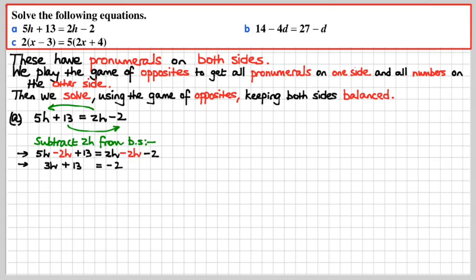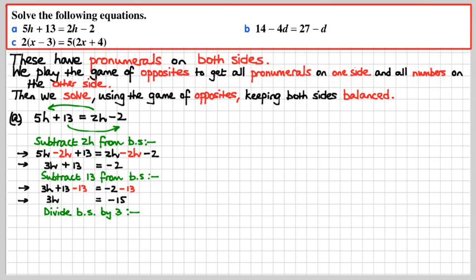3h plus 13 is equal to just minus 2, because the 2h there and the minus 2h knocked each other out, yeah? Now we're going to subtract 13 from both sides to get that number away from the left-hand side, because the numbers, remember, we were going to get them over there. Okay? So we've got 3h plus 13 minus 13 is minus 2 minus 13, and therefore, cleaning up now, 3h equals minus 15.